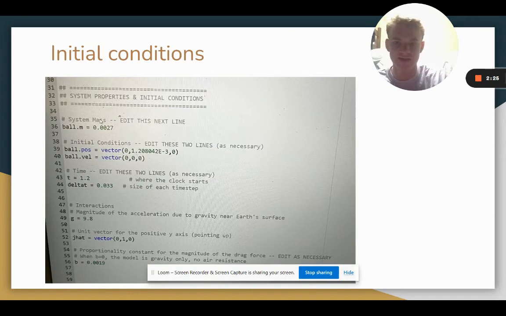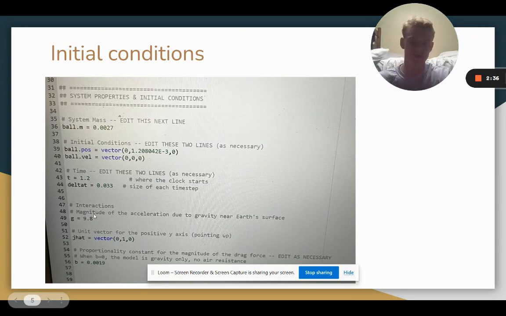I found the mass of the ball online. The position was given to me by Tracker, assuming velocity is 0. Delta t matches with the frame rate, and the gravitational acceleration constant is g, and b is the constant that just made drag match up well to my data.